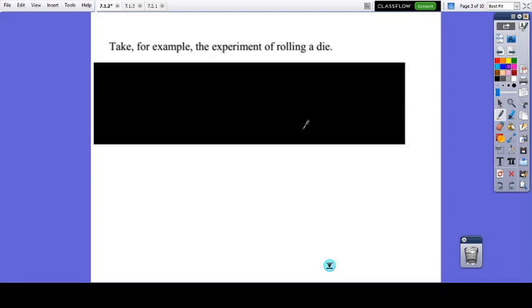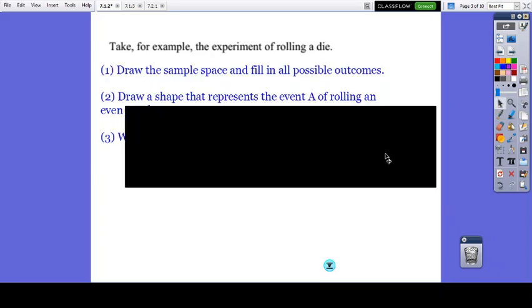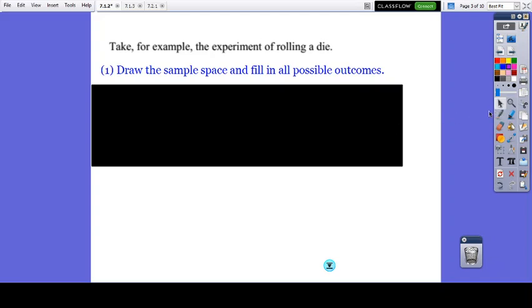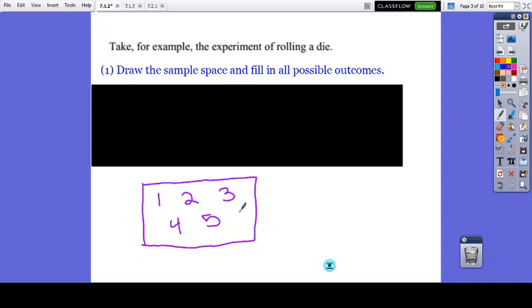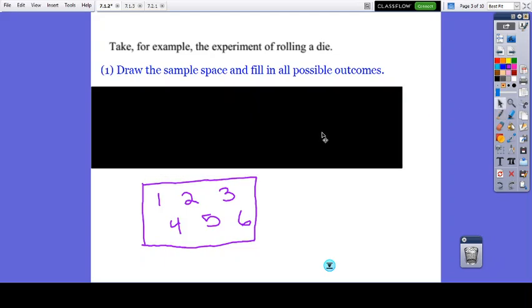So take for example the idea of rolling a die. So you have number 1 on your paper there. Think about drawing the sample space and filling in all possible outcomes. Your sample space, again, you usually represent by a rectangle. So this whole rectangle represents your S, or your sample space. So what's in this? If you roll a die, then you have a 1, a 2, a 3, a 4, a 5, and a 6. Those are your possible outcomes, and that's how we're putting our sample space into a Venn diagram right now. So draw the sample space and fill in all possible outcomes. That's what we have there.